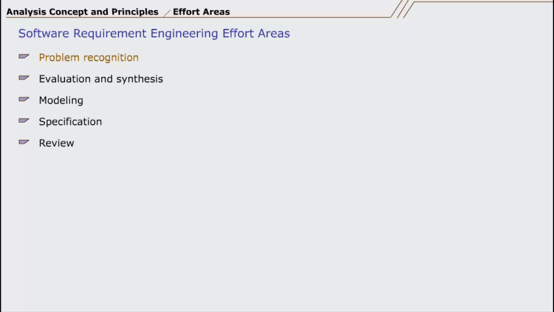In problem recognition, the goal is to recognize the basic problem as perceived by the user or client. The analyst studies the project plan in order to determine the scope of the software. System analyst, after doing his initial homework regarding size, scope and application area, establishes communication with the customer so that problem recognition is ensured.